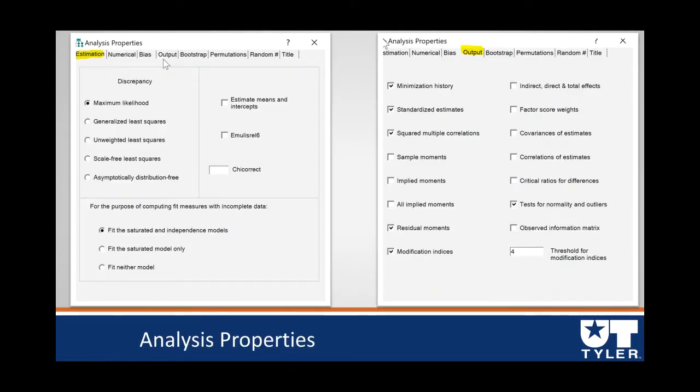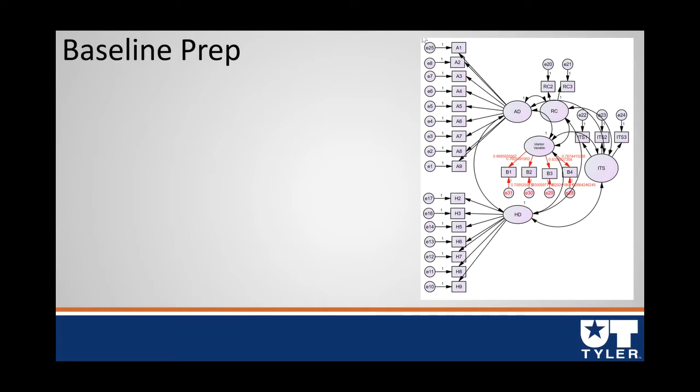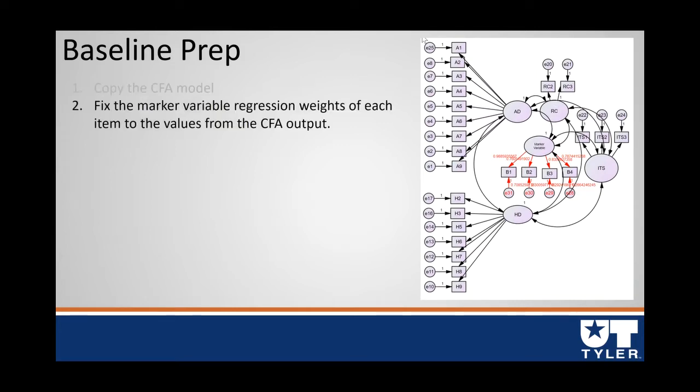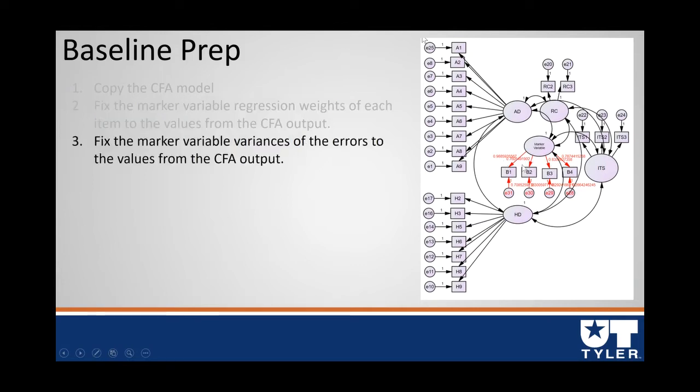This is just a screen print of the analysis properties we're going to be using so that you have that for future reference. The second model in our technique is called the baseline prep. And the baseline prep is a brilliant model that Dr. Nyman came up with to help us check to make sure we're not missing any steps in the process. And so we're going to take the CFA model and we're going to build on it by fixing the marker variable regression weights of each marker variable item to the values from the CFA output, which I've highlighted in red for you right there. And then we're going to fix the marker variable variances of the errors of the marker variable to the values that we obtained in the CFA output.